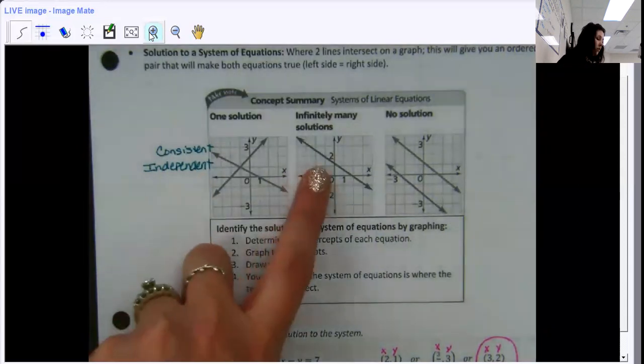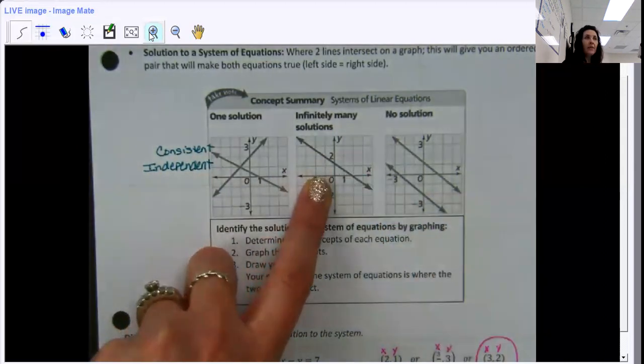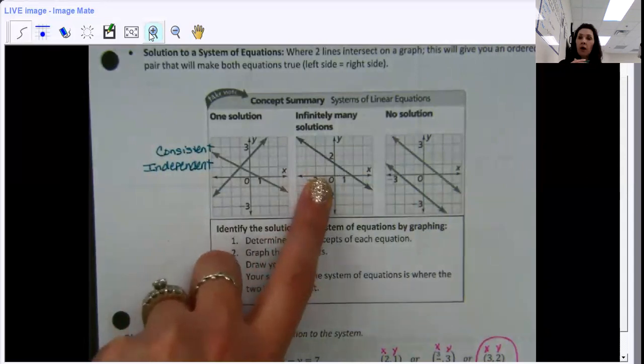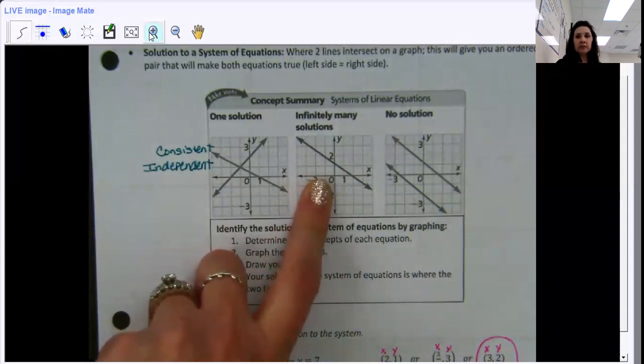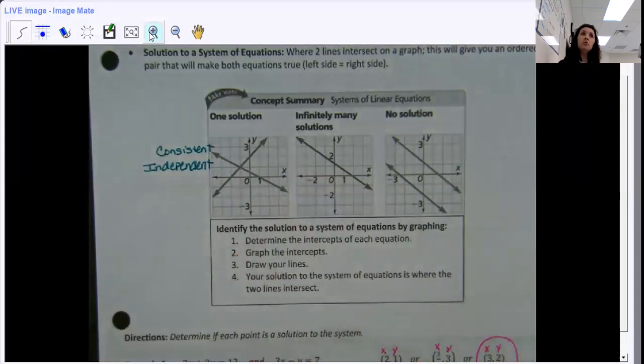Now, when you get down here, infinite number of solutions, what that means is that when you graph both of your equations, they're exactly the same. They lie on the same line. So for example, y equals 2x plus 3. You graph that, and then you realize after you've manipulated your second equation, oh, that's y equals 2x plus 3 as well. Anytime you have two equations that are the same, that means they lie on the same line and they share every single point on that graph. That means that they have an infinite number of solutions.